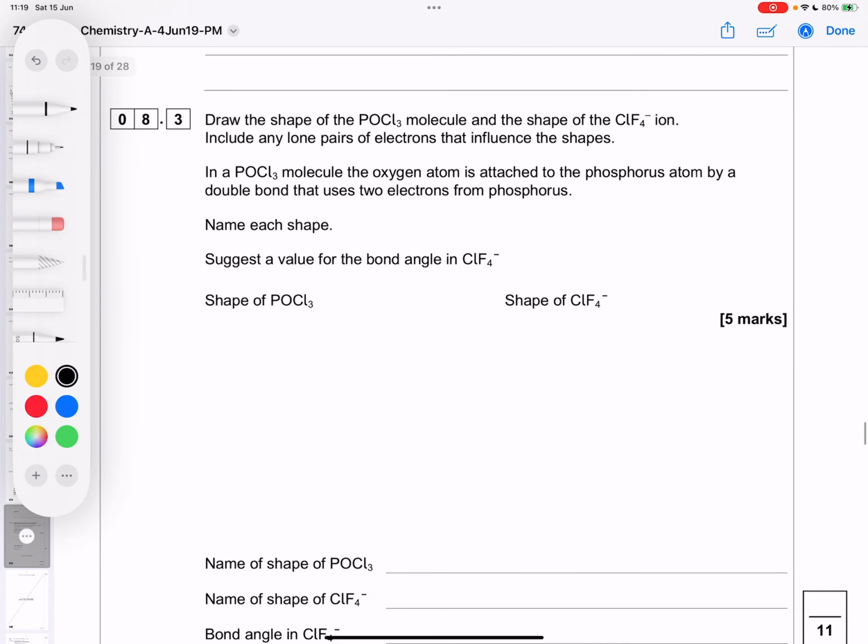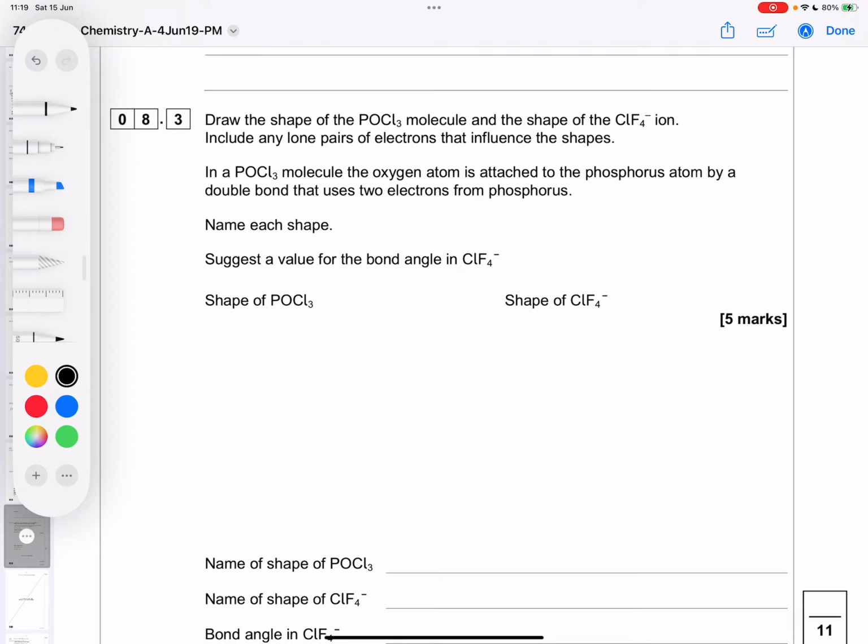Draw the shape of the POCl3 molecule and the shape of the ClF4- ion. Include any lone pairs of electrons that influence shapes. In the POCl3 molecule, the oxygen atom is attached to the phosphorus by a double bond that uses 2 electrons from the phosphorus. Name each shape and suggest the value of the bond angle in ClF4-. Now, because it doesn't have double bonds, I'm going to do the ClF4- first.